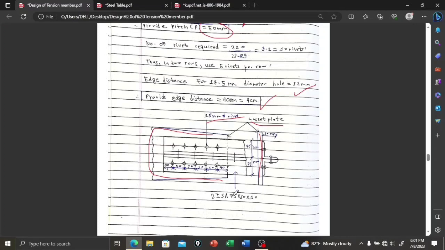This is 2 ISA 75 50 10, and from here to here it is 75, and from here to here also 75. So in the question, the longer leg is connected to the gusset plate, so the longer leg is 75, which is greater than 50, connected to the gusset plate.